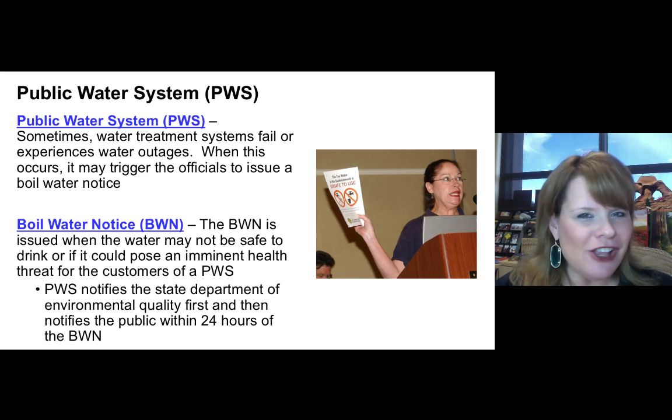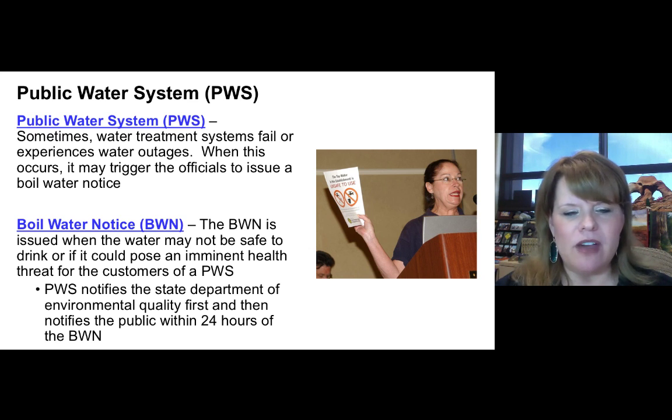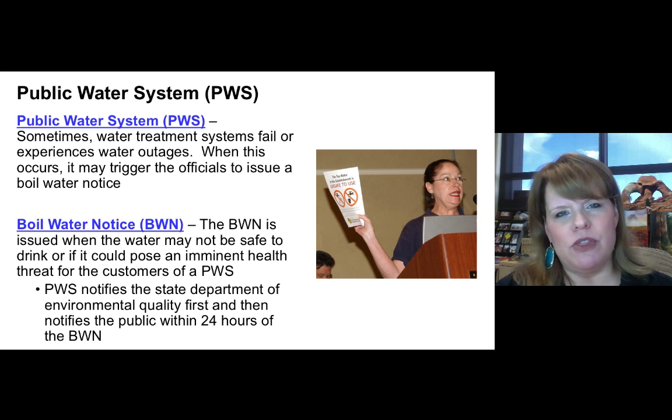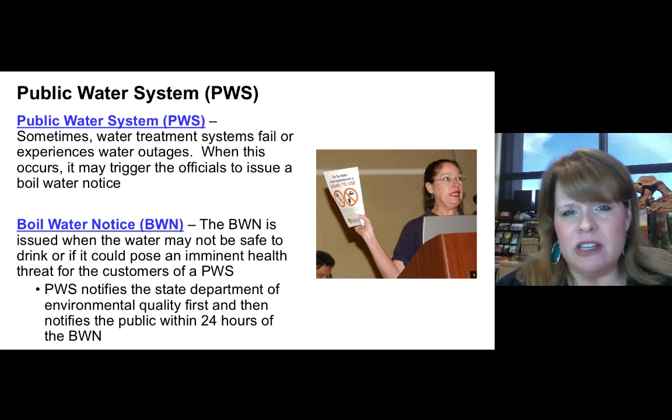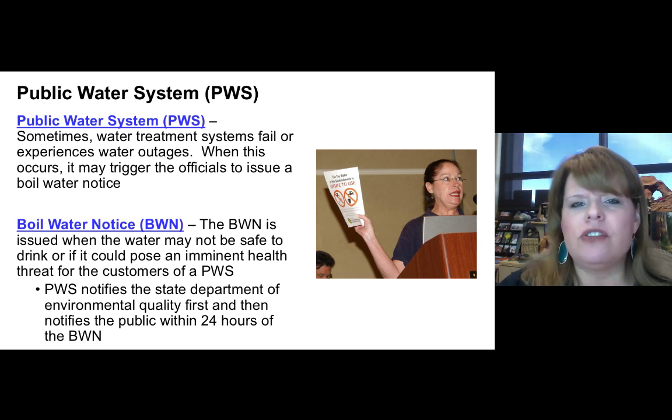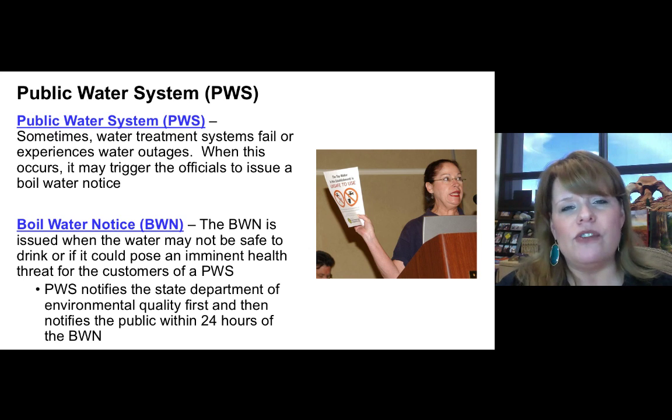So interestingly enough, the public water system notifies the State Department of Environmental Quality first, and then notifies the public within 24 hours of discovering the need to issue the boil water notice. Why does this occur in that order? Because they need to let the entity that regulates them know first, so it initiates the process, and then they've got to notify their customers within 24 hours. So failure to do so is grounds for enforcement.